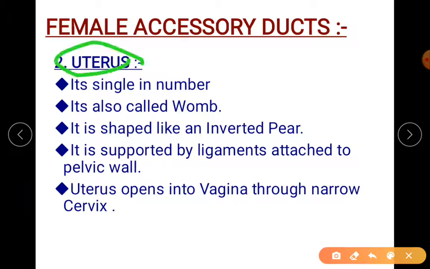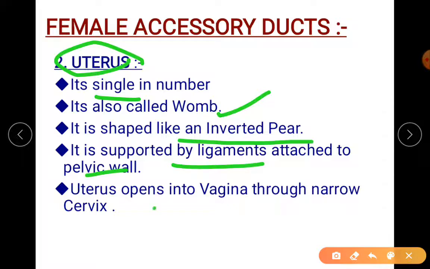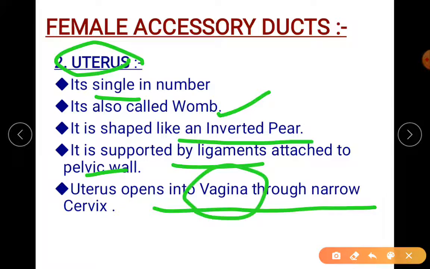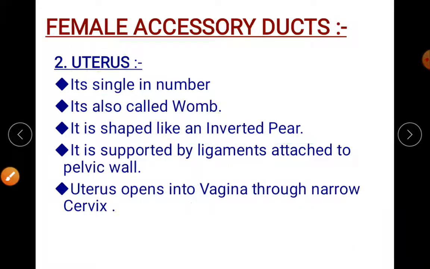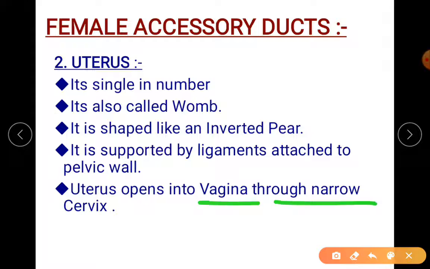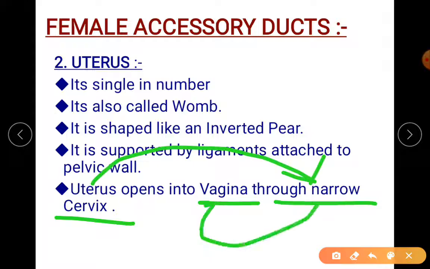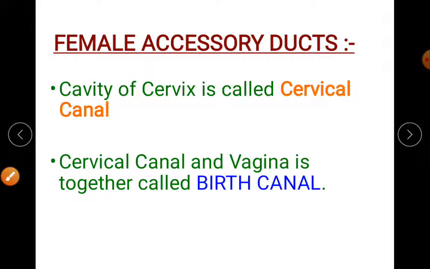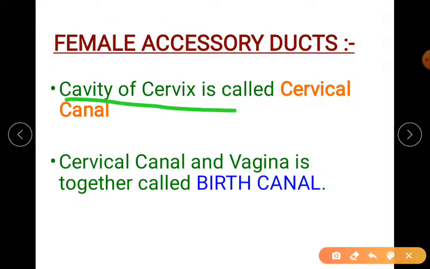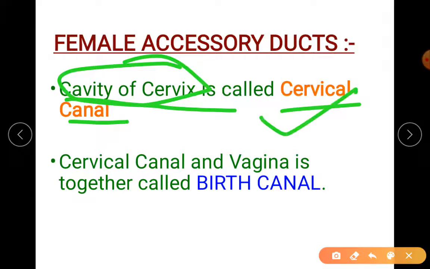Coming to the uterus, it is single in number, also called the womb, shaped like an inverted pear and supported by ligaments attached to the pelvic wall. Then the uterus opens into the vagina. This is your third accessory duct, which through the narrow cervix it leads. So the uterus opens into the cervix and then into the vagina. That's how the pathway is. The cavity of the cervix is called the cervical canal. The vagina and the cervical canal together are called the birth canal.